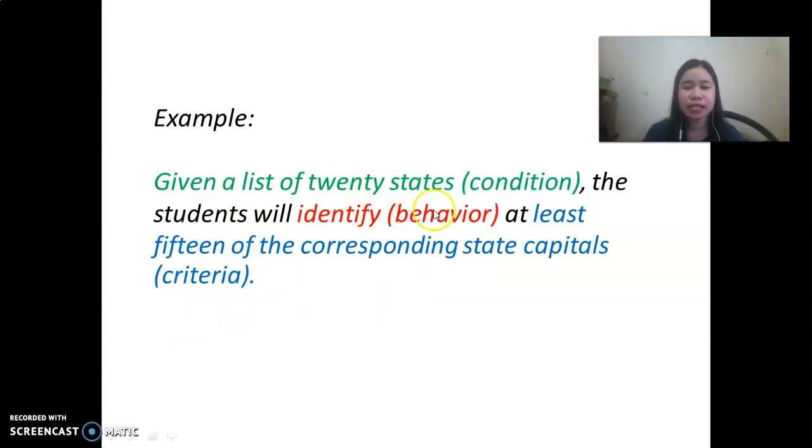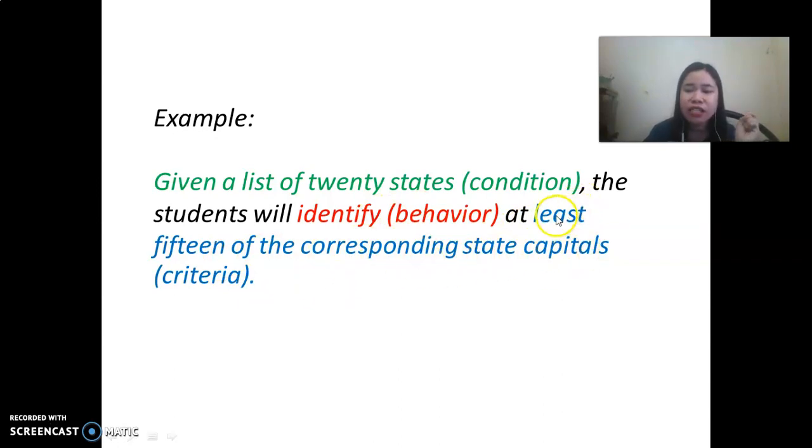Okay? As you can see, in our sentence, mayroon siyang iba't ibang kulay. So, green stands for condition, red stands for the behavior, and blue stands for the criterion or the degree. Criterion or degree or acceptable performance, if you can still remember. So, here is an example. Given a list of 20 states, the students will identify, so this is the behavior, at least 15 of the corresponding state capitals. So, this is the criteria.